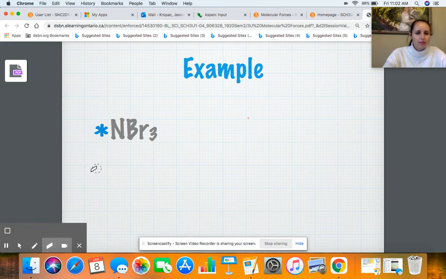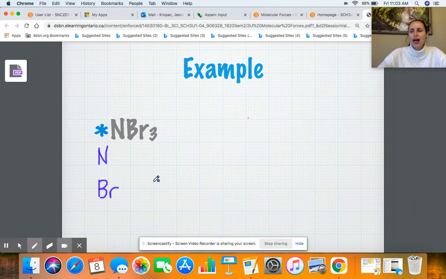That's too bright. Let's go to blue. We need to know the electronegativities of nitrogen, and we need to know what the electronegativities of bromine are. Now, you might understand the trend for electronegativities. That's great, but here you have to know the specific number.